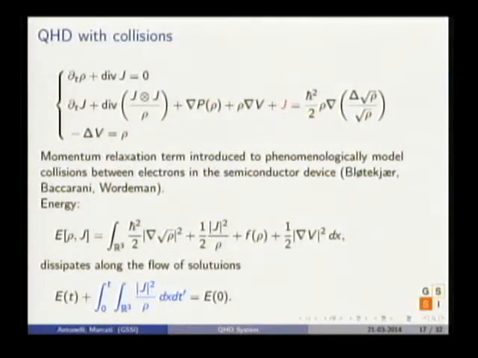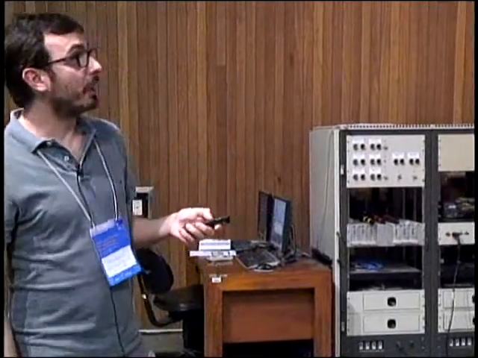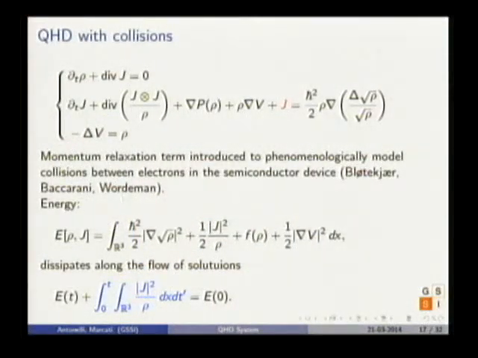And then there was a derivation by Gardner, by considering a quantum Boltzmann equation and then taking the moments and trying to close the moment somehow. You see here, the energy is the same, but it dissipates along the flow, and this is the dissipation rate for the solution.